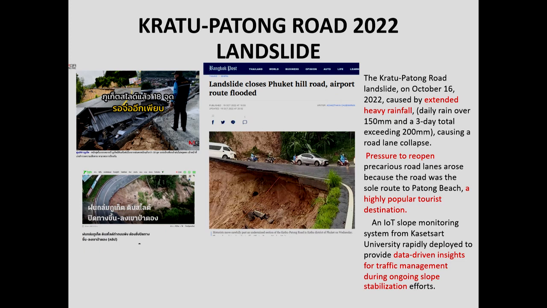I'm not sure if you have ever been to Patong Beach. It's a very popular tourist attraction in Phuket, and there is only one main route to that beach. Once there is a landslide, there is a lot of pressure from the business sector to reopen the road. However, the Department of Highways is reluctant to reopen the road. So we needed some data-driven insights for traffic management during the ongoing slope stabilization.